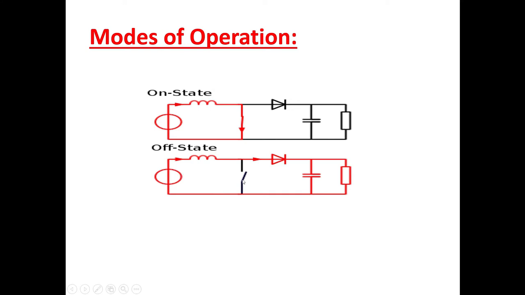When the switch is in off condition, that time the inductor is going to discharge. That time the diode is in on condition. That time power is flowing from input side to load side. So in this case, it is acting as a freewheeling diode. The path will be like this.